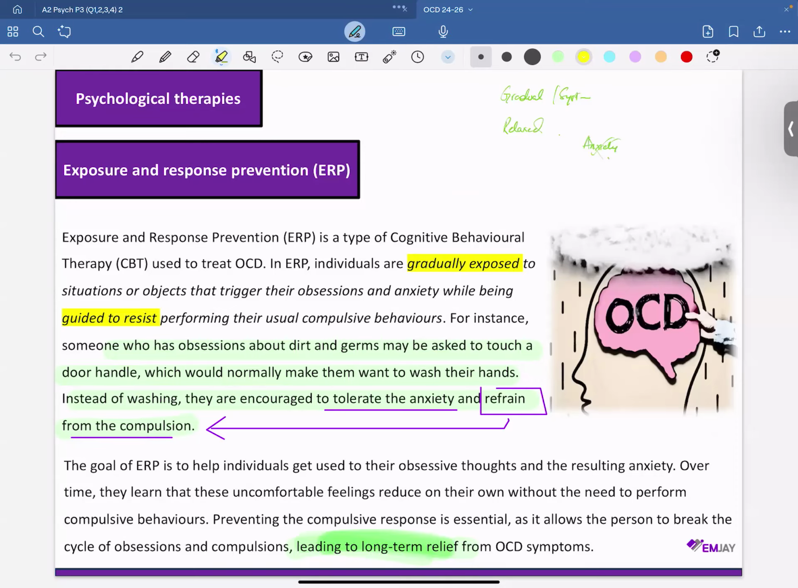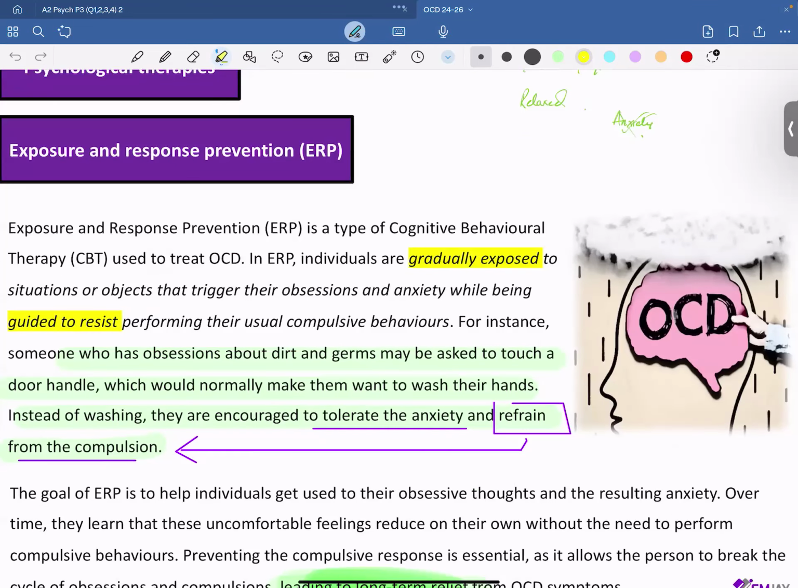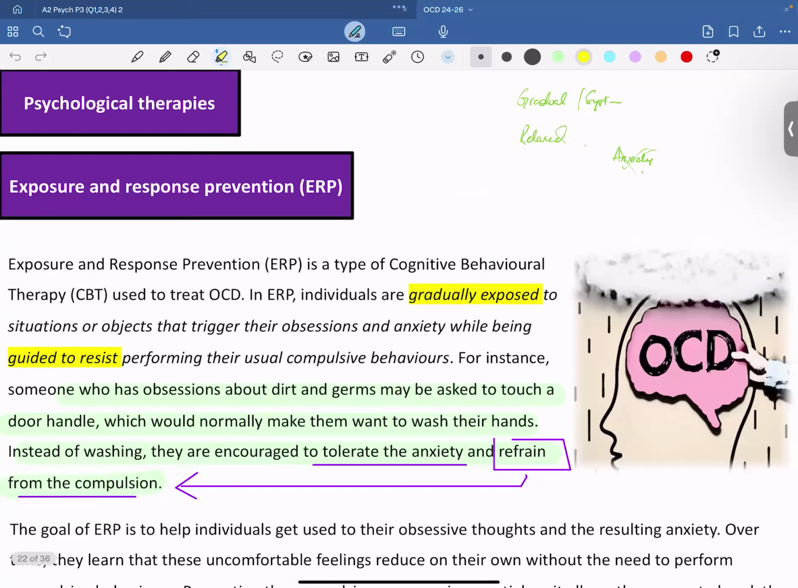Now, as we speak about ERP, that is exposure and response prevention technique, this is an example of a psychological therapy. Understand this. Exposure and response prevention is a type of cognitive behavioral therapy. Remember, the idea is to change cognitions, to replace irrational, illogical cognitions or thoughts with something that is more rational and makes more sense. So, exposure and response prevention is a type of cognitive behavioral therapy that is used to treat OCD.